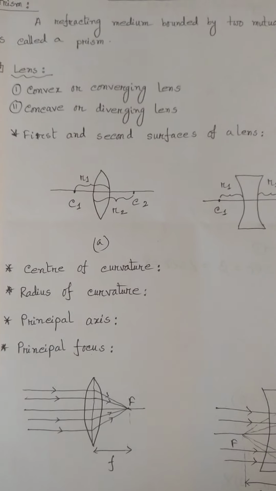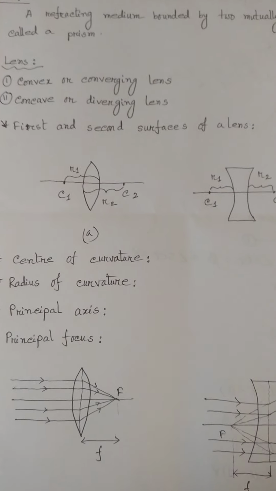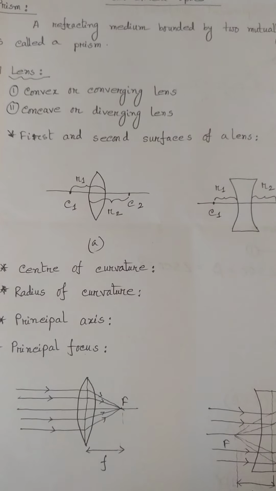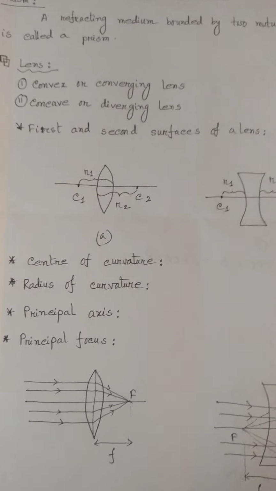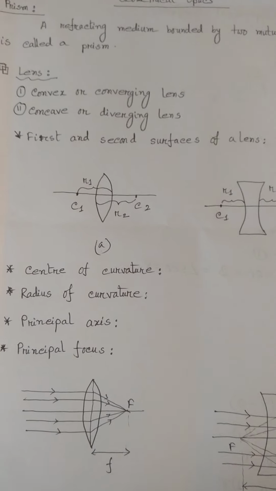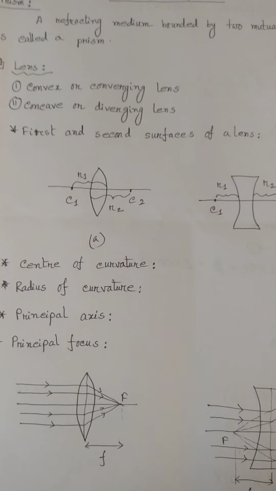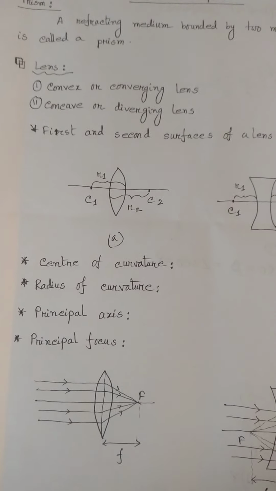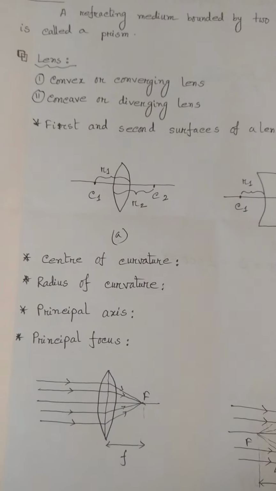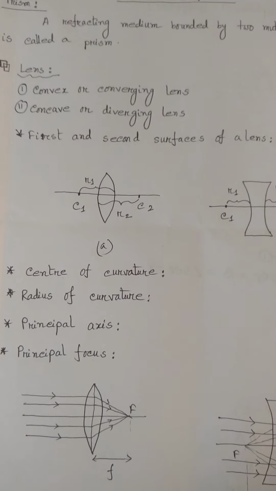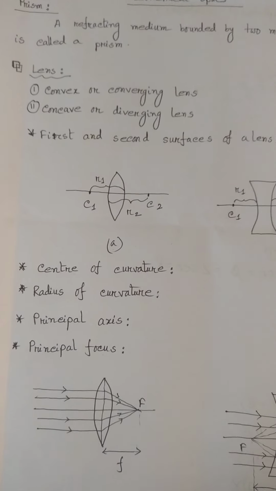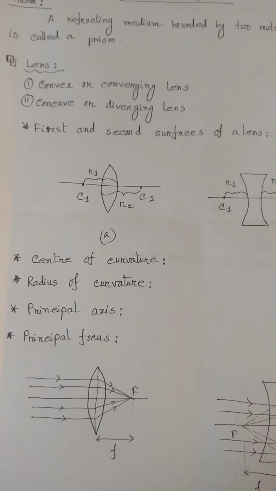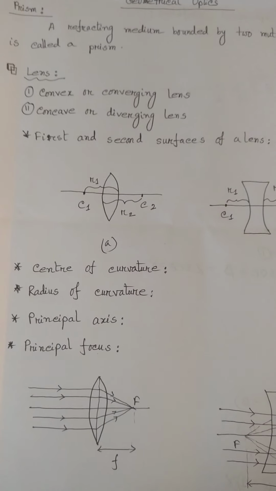First principal focus. The beam of rays of light emerging from a point on the principal axis, or directed towards a point on the principal axis, after refraction becomes parallel to the principal axis. That point is called the first principal focus, which is denoted by capital F in the figure.